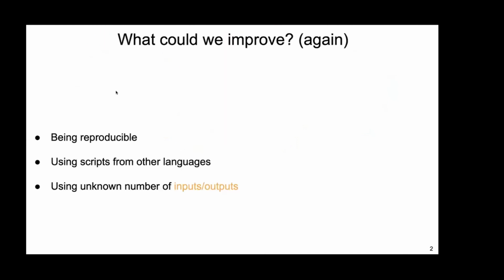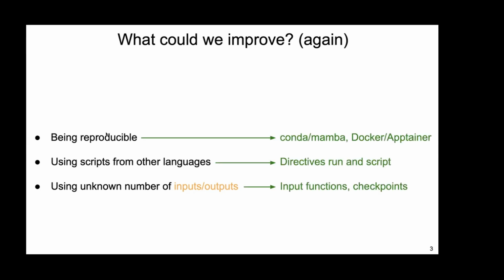And so, like in every session, here we have three things that we're going to work on in this specific lecture. The first one is going to be reproducibility. The second is using scripts from other languages. And finally, also very briefly, we're going to talk about the case of using an unknown number of inputs and outputs. So the way that we're going to go over those, the first one will be by integrating our workflow with Conda or Mamba and Docker and Apptainer.